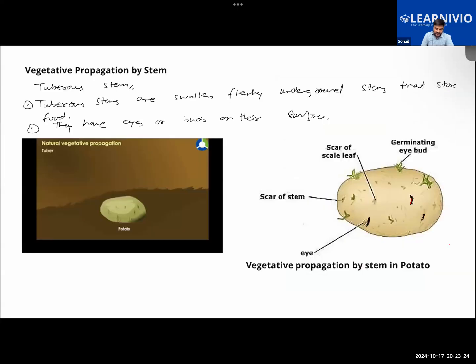If there are 5 buds, 5 new plants will grow. If 10 buds are there, 10 new plants will grow from it. As many buds as there are, that many plants will grow out of it. Hope this much should be clear. So we have the example of potato.